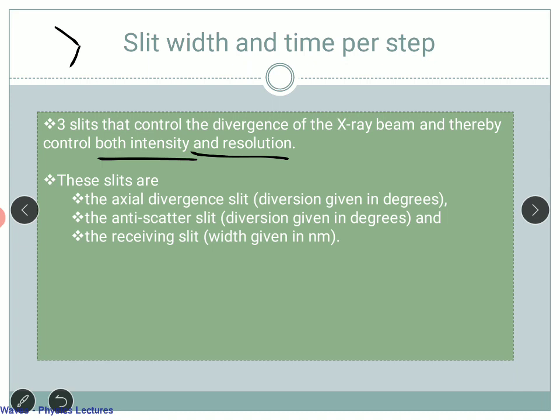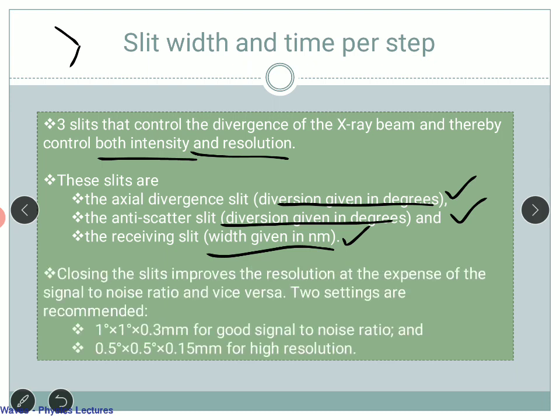So I think when we discussed, we talked about the axial divergence, the anti-scatterer slit and the receiving slit. The receiving slit and the anti-scatterer slit are basically on the detector side, and the axial divergence slit is both on the detector side and on the X-ray tube side. Now this divergence slit is given in degrees, and the anti-scatterer slit is also given in degrees. The receiving slit width is given in nanometer. So this is how you adjust this.